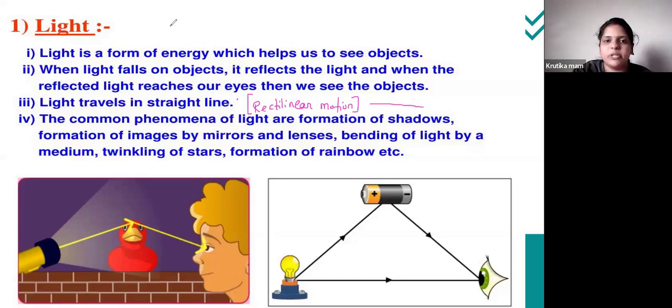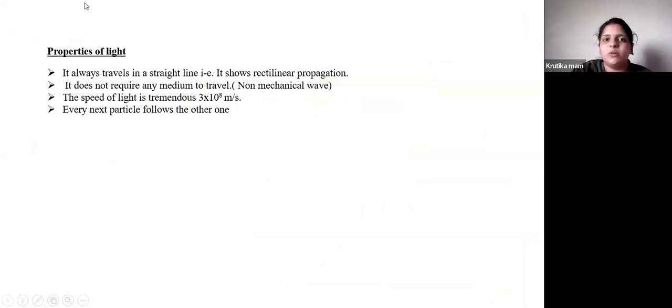We are going for the next point here, students. Next we are discussing what are the properties of the light. Yes, the next point is what are the different properties of the light. See here, it always travels in a straight line, that is it shows rectilinear propagation.